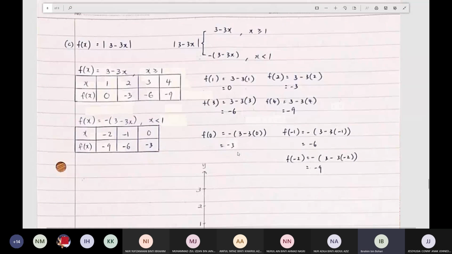Okay, question C, modulus 3 minus 3x. Sama-sama check. This one, 3 minus 3x, positive. Negative 3 minus 3x. And the domain here greater than or equal to 1 and less than 1. Ini ada salah. Ini pun ada salah. Saya tunjukkan mana salah dia. First, you check the first domain. Saya tunjuk sini ya.